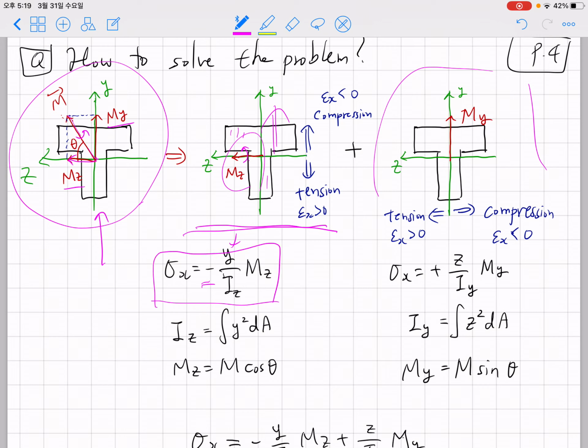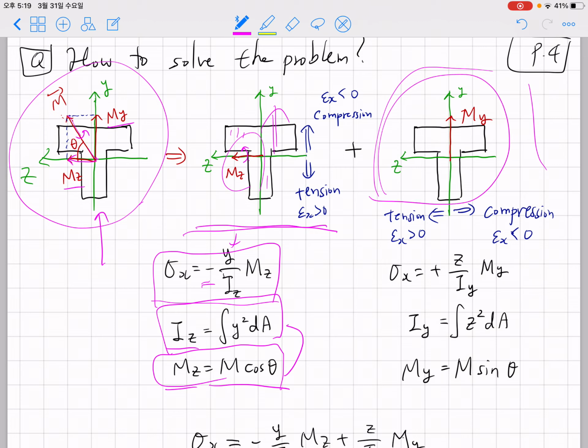So this is how you obtain sigma x. Of course, Ig and Mg can be obtained from a simple vector relationship, because moment is a vector and you can use the vector decomposition rule. And Ig, this is the definition we went through in the previous four lectures. And regarding the second problem, the only confusion is you have M in a different direction. However, the principle is the same.